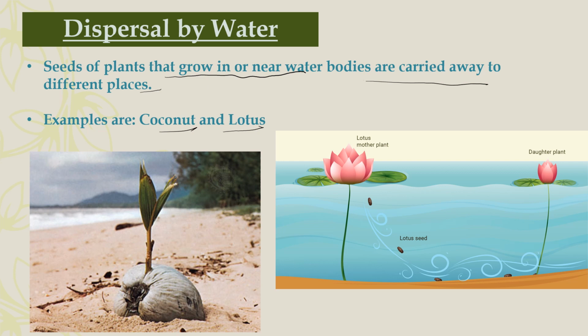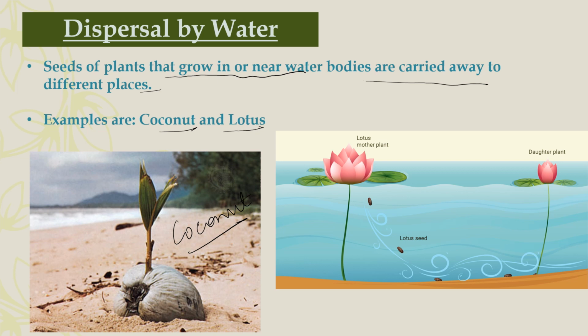So as you can see, the coconut seed is placed near a beach, near a water body, and the sea or ocean must have brought it from another place. With the waves it got here on this beach, and now it will grow.